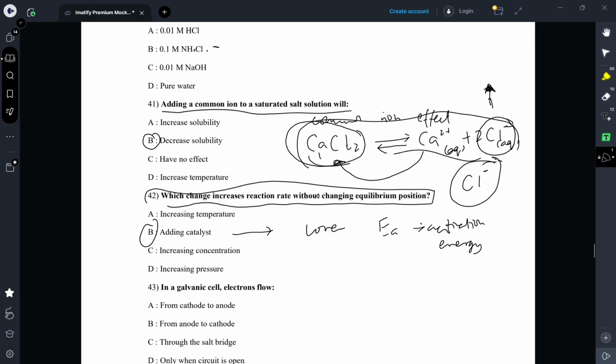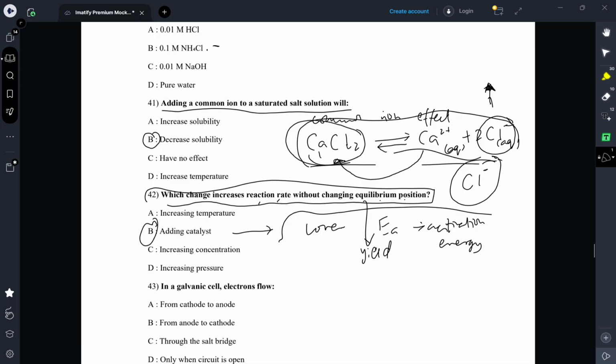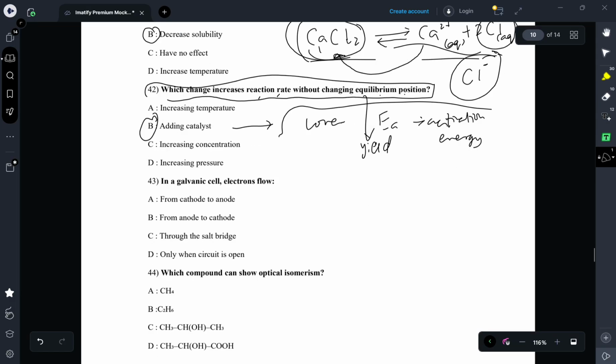Okay, if we add a catalyst, it will increase the speed of the forward and the backward reaction, both of them. And it will help us to get the equilibrium faster. So that's why adding a catalyst will only increase the reaction rate, and there will be no effect on the yield. Okay, only the reaction rate will be changed.